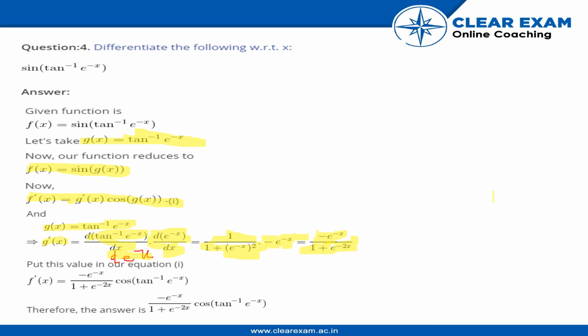Putting these values in equation 1, we get f dash x equals minus of e to the power minus x whole upon 1 plus e to the power minus 2x whole into cos tan inverse e to the power minus x, which is the final answer.